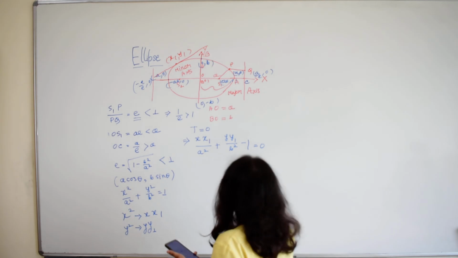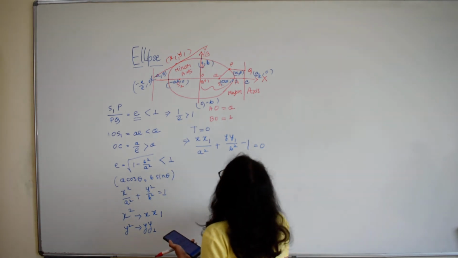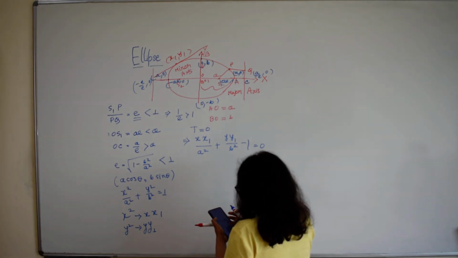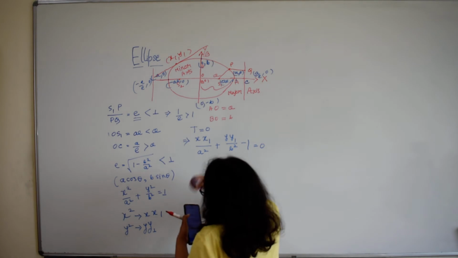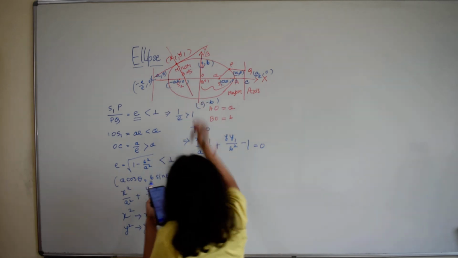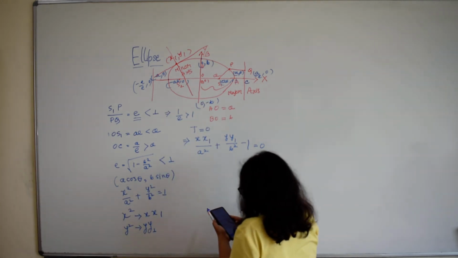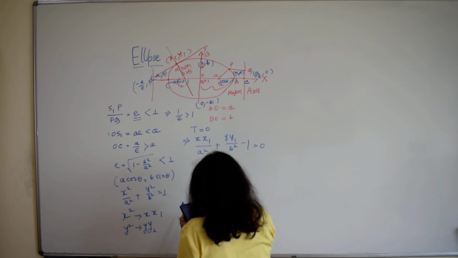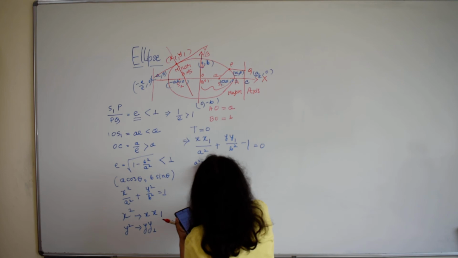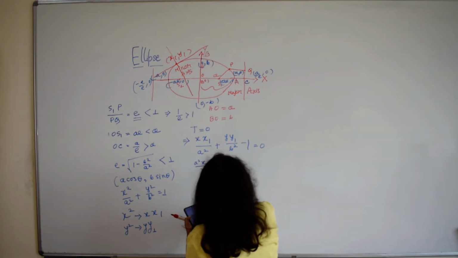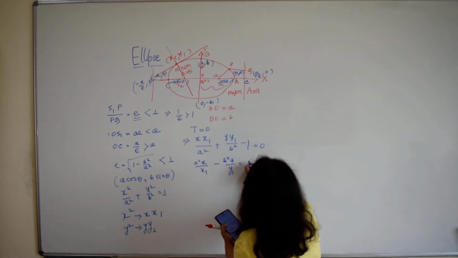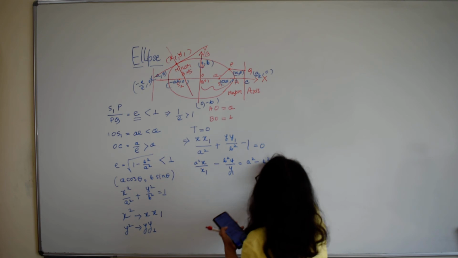So let's see the equation of the normal of an ellipse. The equation of the normal at the point x1 y1 will be: a square x by x1 minus b square y by y1 equals a square minus b square.